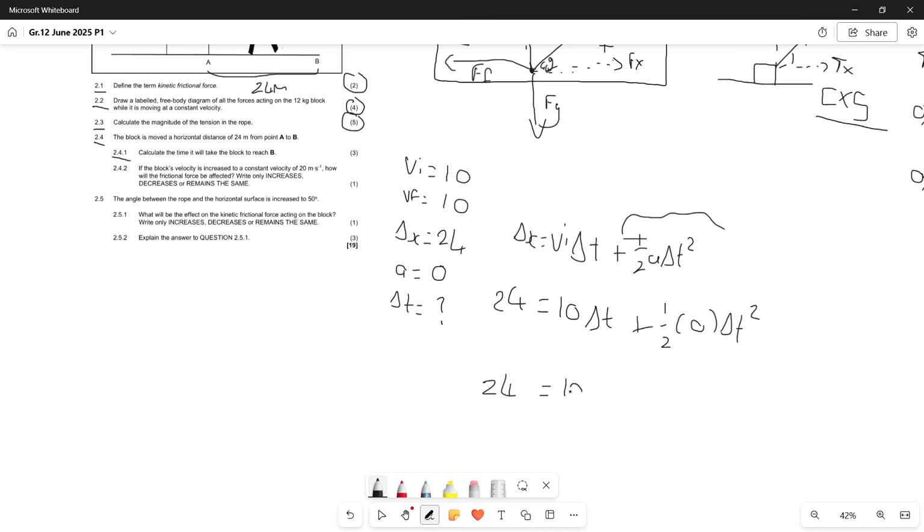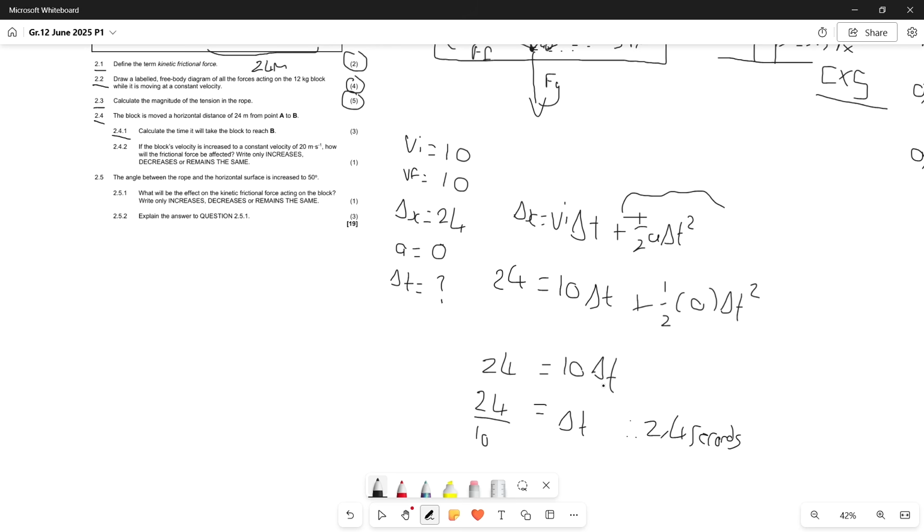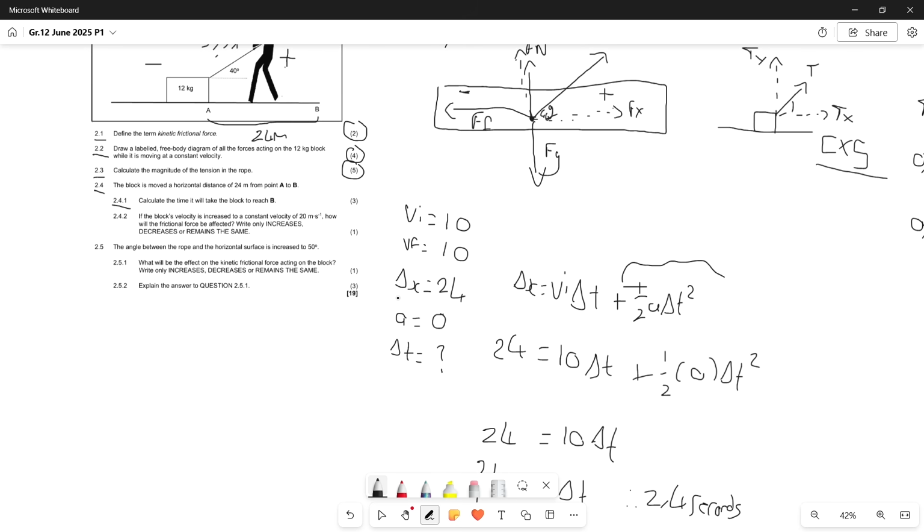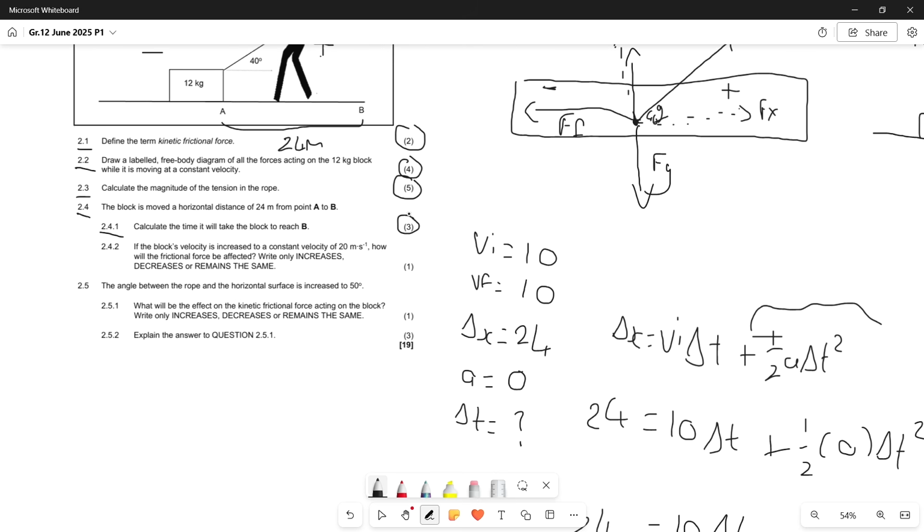Delta t over here is what we want, but that is all going to go, which means we have 24, and ultimately this just becomes speed equals distance over time. And then we can just go ahead and divide 24 by 10 to get delta t, which means we have 2.4 seconds. And that is our final answer here, accounting for the fact that there's no acceleration and earning us 3 marks over there.